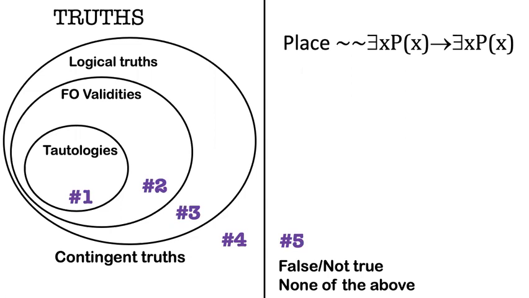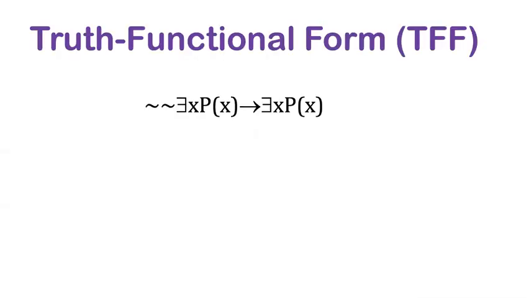Okay, let's talk about the answer. In order to place this sentence, it's important to understand what the truth functional form of our sentence is. The truth functional form algorithm is a tool to help you understand complex sentences of FOL, and figure out what type of sentence they are, whether they're tautologies or contingently true or FO validities, etc. So let's talk about how to find the truth functional form of this sentence first, and then we'll return to the question of where it goes in the chart.